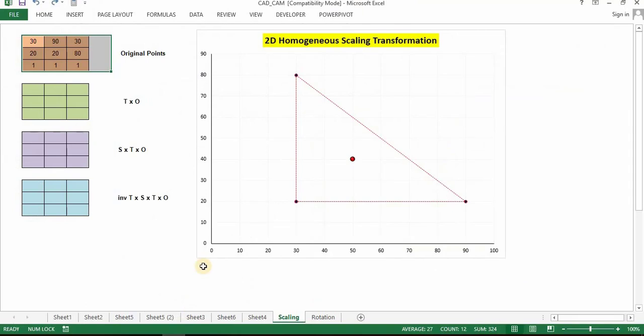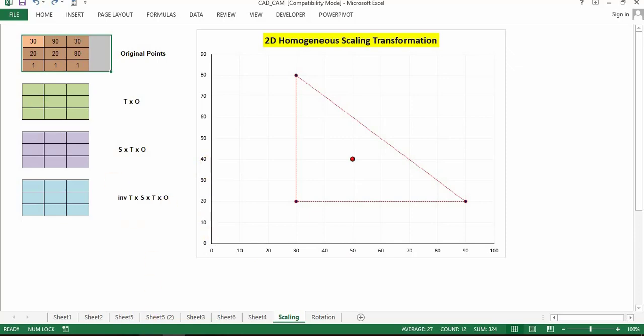Now the actual transformation starts. What is the transformation? The first type is translation. The original point is multiplied with the translation, so that this point coincides with the origin. We assume the translation factor goes to the origin, meaning negative signs. So what is the translation factor? Tx is minus 50 and Ty is minus 40.